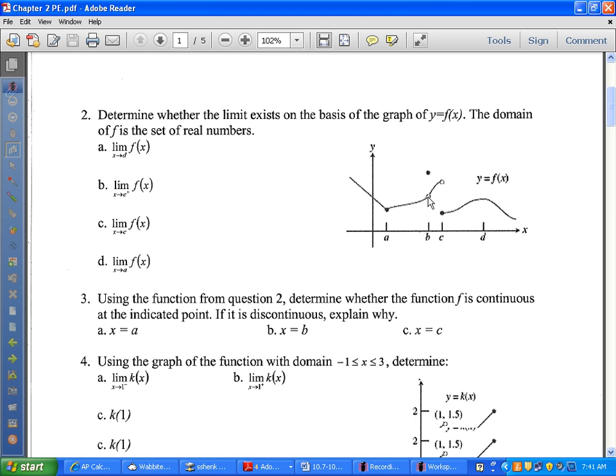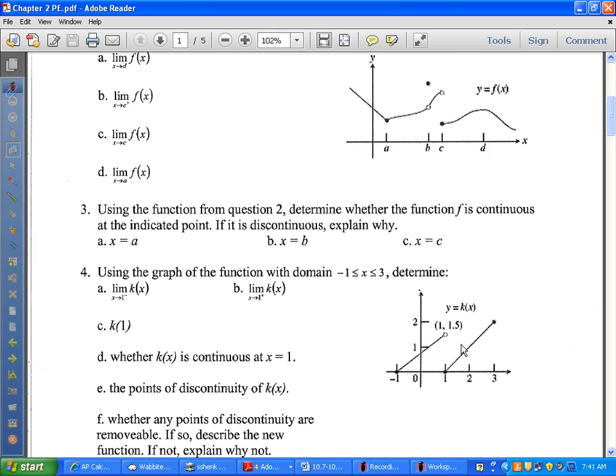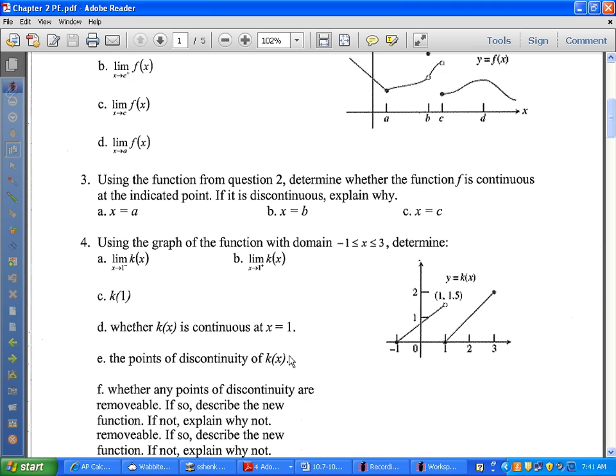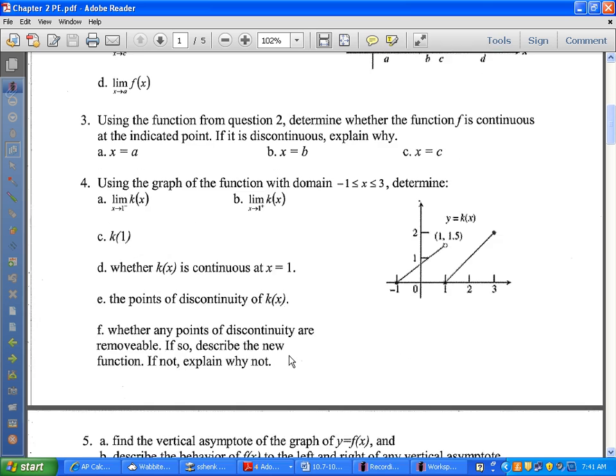Removable, yeah, because we could patch it and make a gap. What kind of discontinuity do we have at C? A jump discontinuity at C. Okay. Same type of question here on 4.